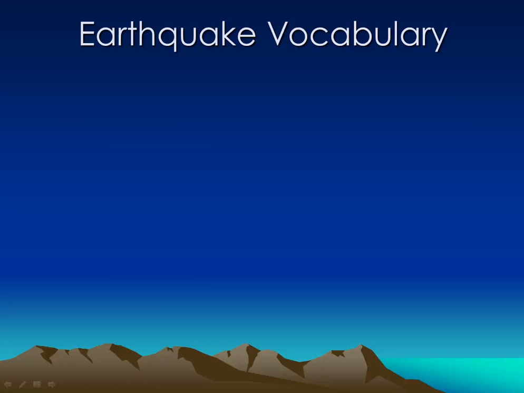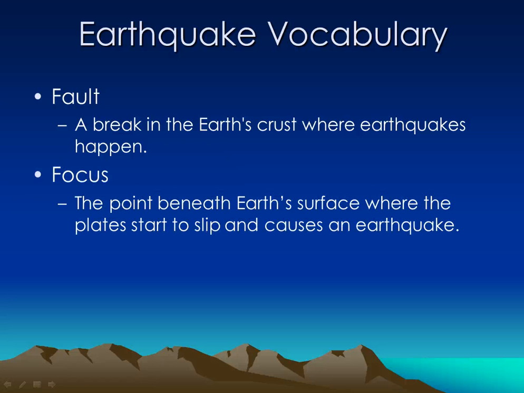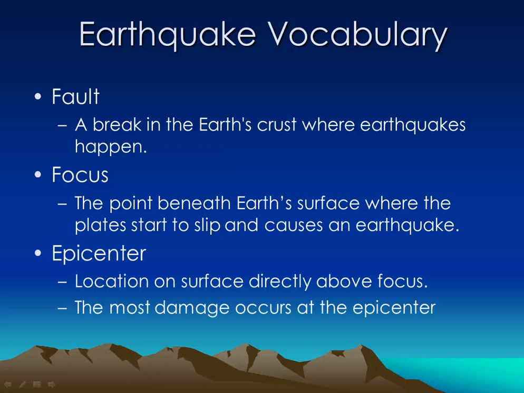So let's talk about some vocabulary. A fault is a break in the Earth's crust where earthquakes happen. The focus is the point beneath Earth's surface where the plates start to slip and cause an earthquake. So the focus is, if you're underneath the ground and could see where the earthquake starts, that's where it is. It's the focus, and we'll look at a diagram here in a second. The epicenter is the location on the surface directly above the focus.